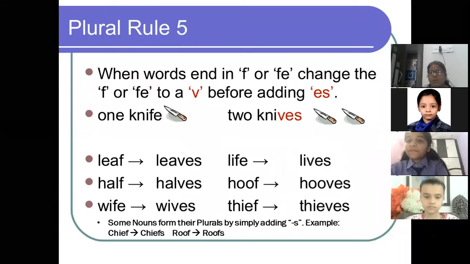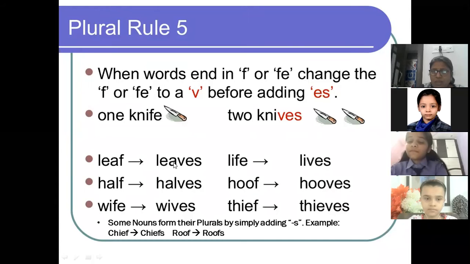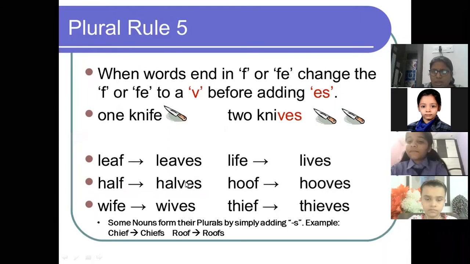Now next rule is for the words ending with F and FE. So what is the rule saying? That when a word ends with F or FE, we are changing F into V and adding ES. For example, LEAF. So F is the last letter. So we have changed F into V and added ES and it is becoming leaves. Same, WIFE. So FE is changed into V and added S and it is becoming wives.